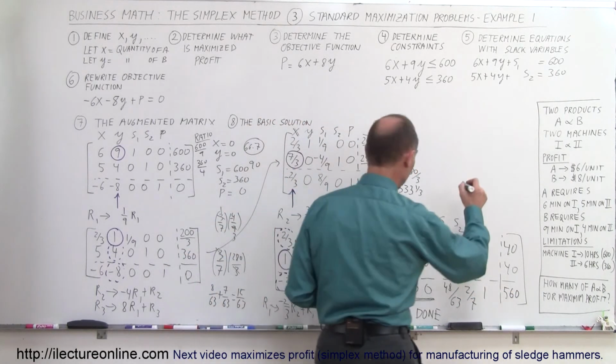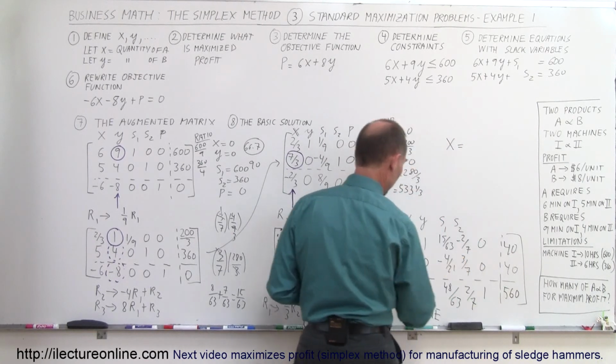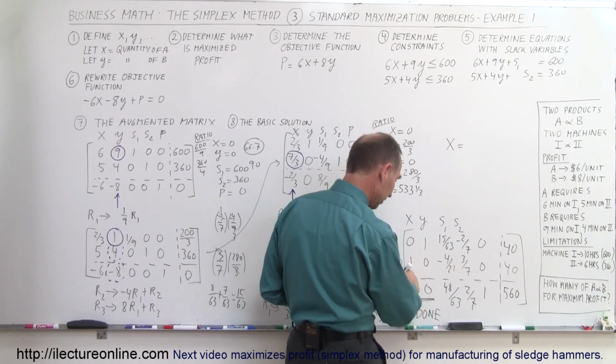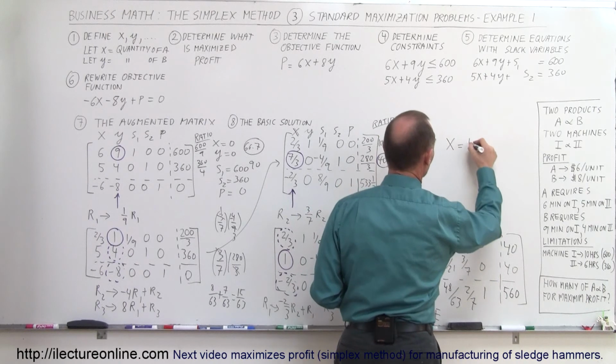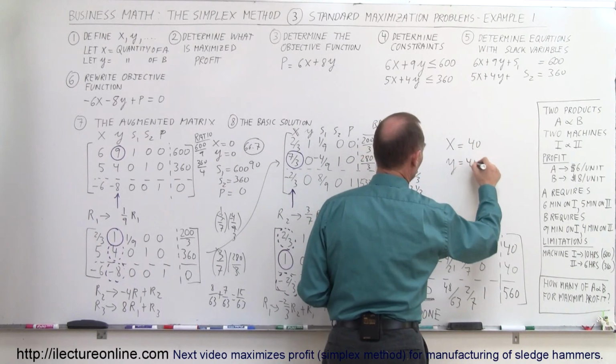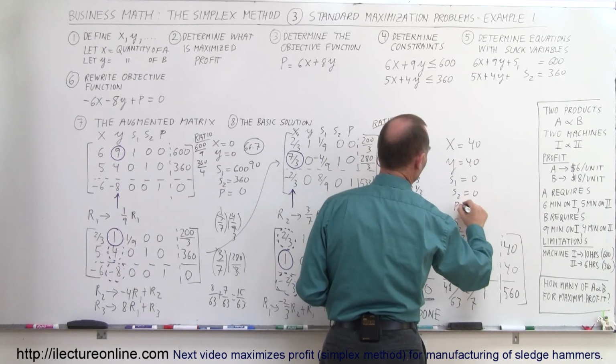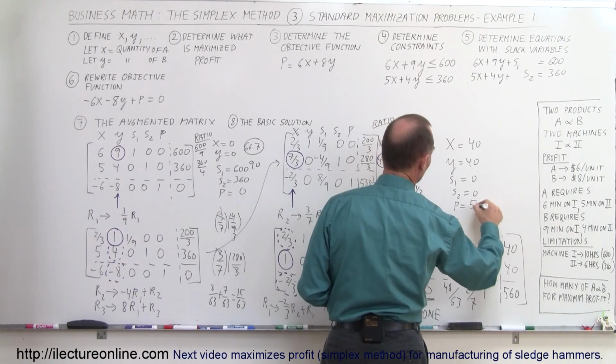So, the result is we should build how many of x? 40. Oh, yeah, right here. We've got to go down to here, and it tells us that's 40. So x is 40. y is 40. S1 is 0. S2 is 0. And our profit is equal to 560.